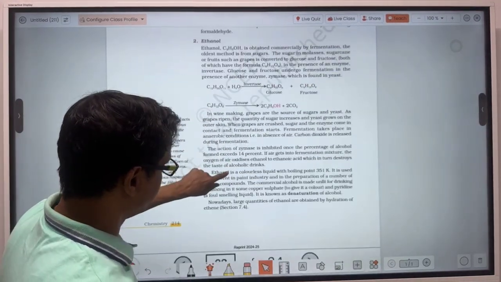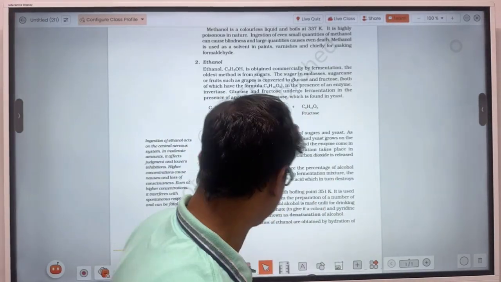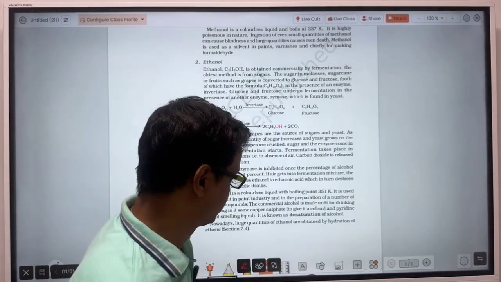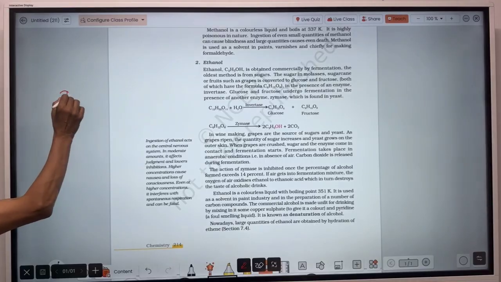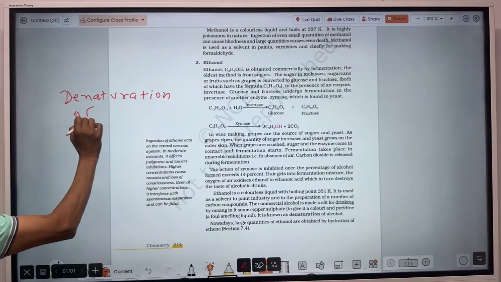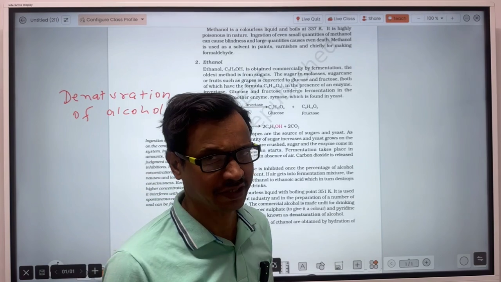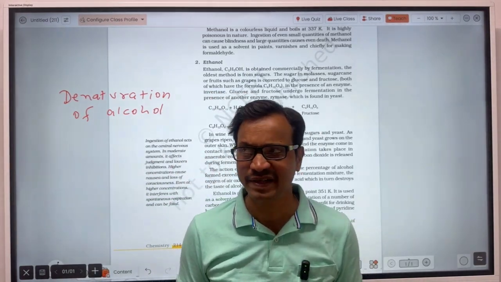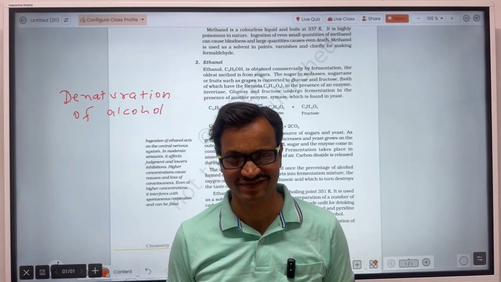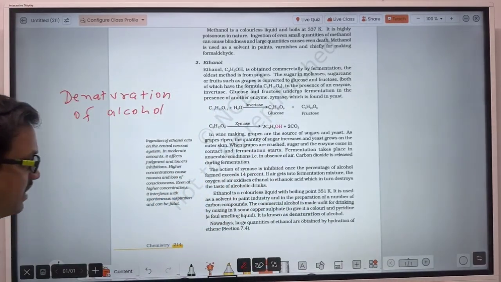Then, the most frequently asked question in the 12th board examination is about denaturation of alcohol. Very important point. It is a 2 marks question in the 12th board examination. The question will simply be: write about denaturation of alcohol. So listen, what happened? The manufacture of alcohol is not so costly, but the government has to take tax or for some other reason.